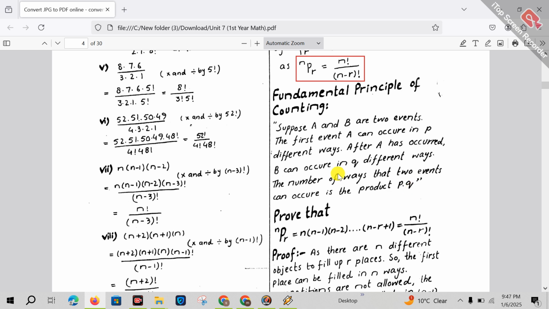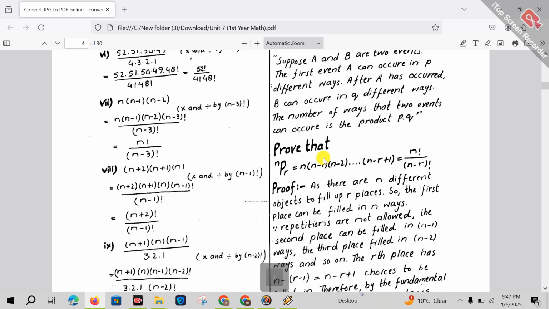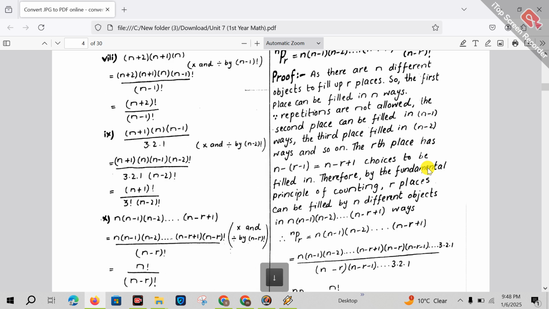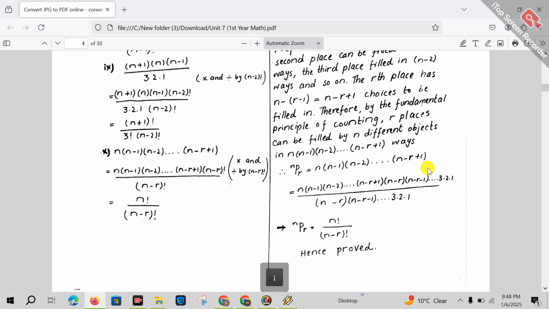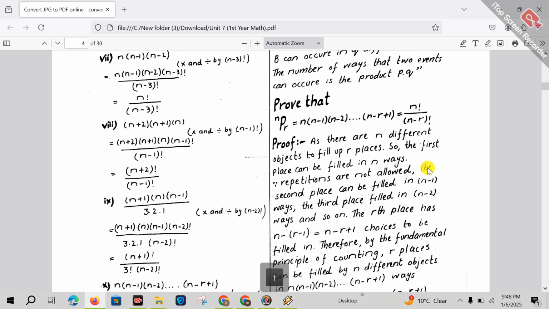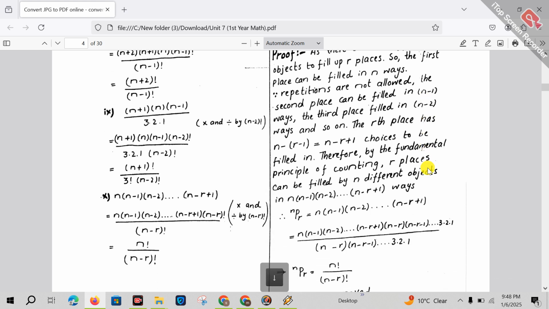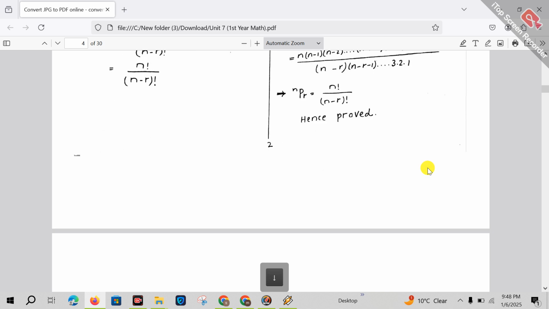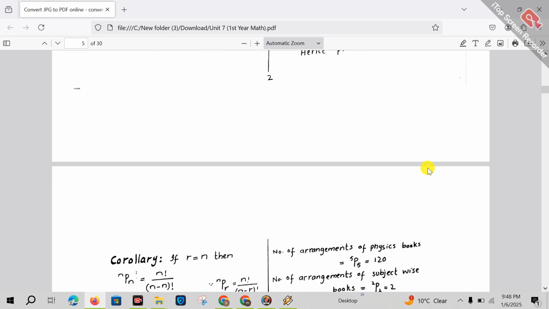Next is the proof of the statement that the permutation formula nPr is equal to n factorial over (n minus r) factorial. You should learn this formula only. There is no need to prove it. This is very easy. You can just read the formula. No need to prove it.